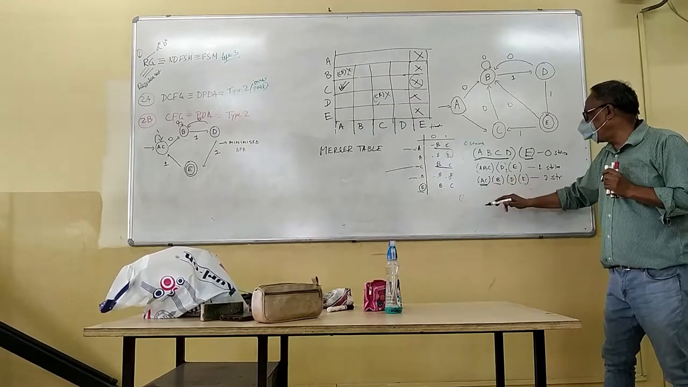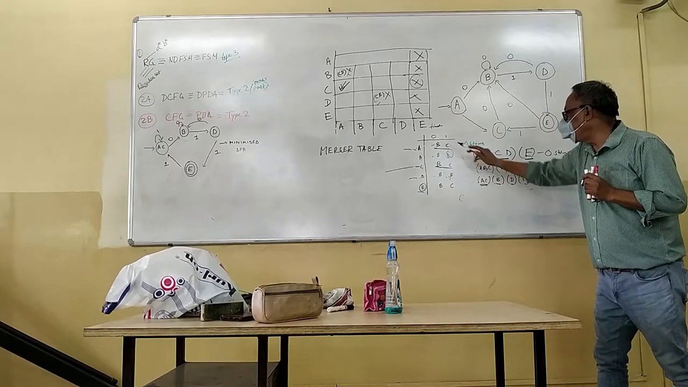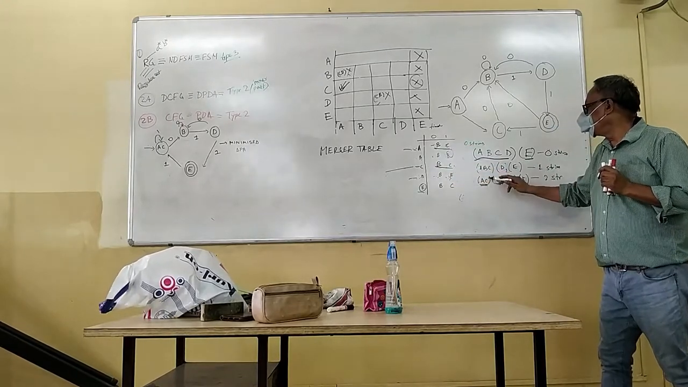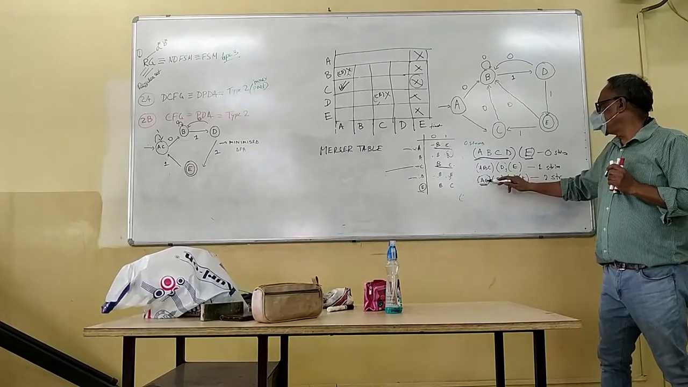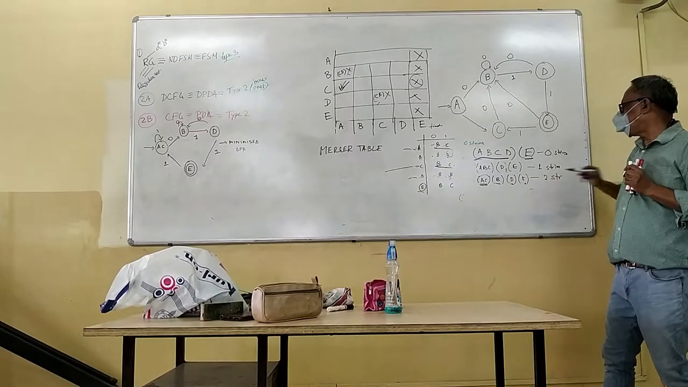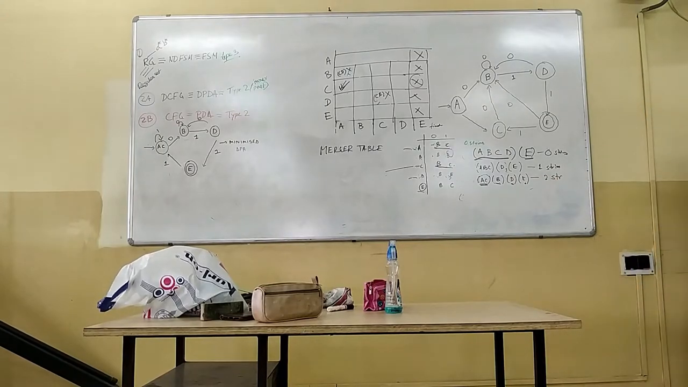Now go further. A goes to BC and C is also going to BC. So it cannot be divided. So there are four states: AC, B, D and E. This is the final. This is one way.